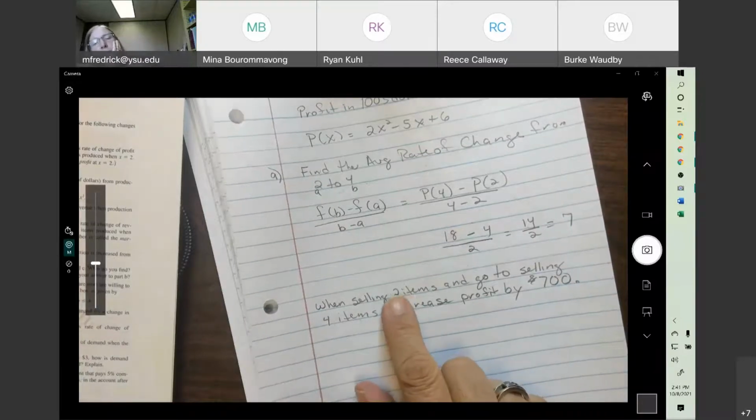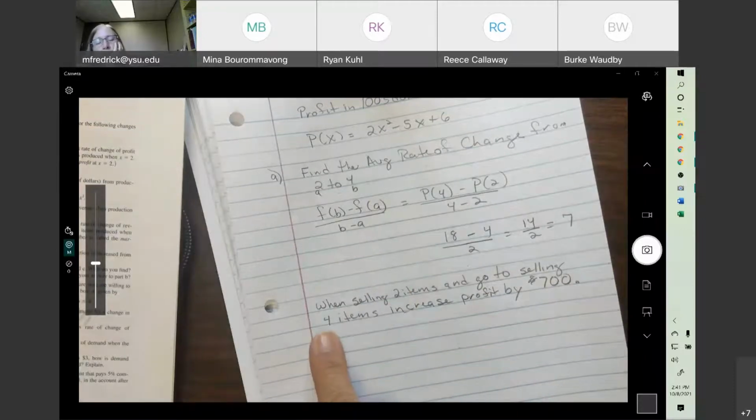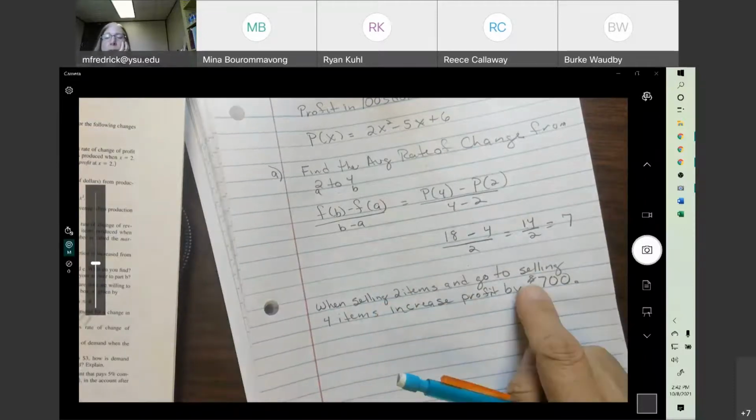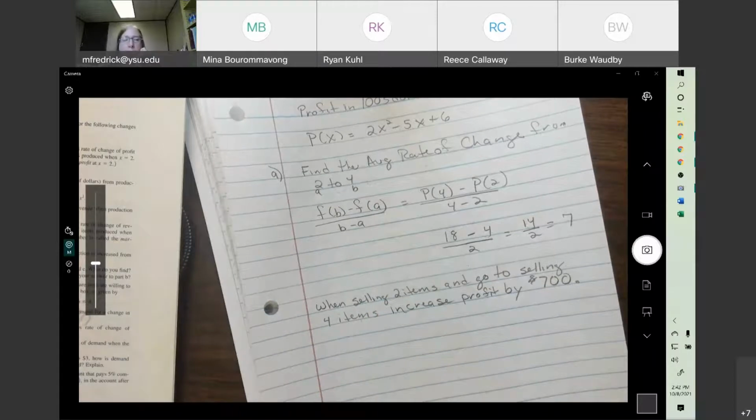So it tells you if you're already selling 2, if you sell 4 items instead of 2, you increase your profit by $700. Any questions on that?